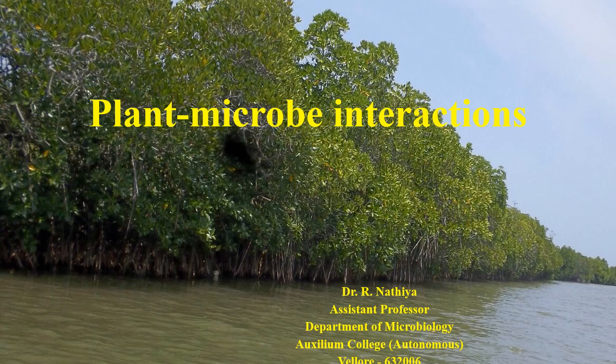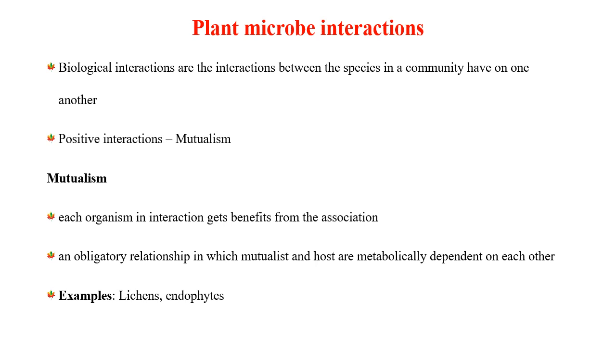Let us talk about plant microbe interactions. Plant microbe interactions are a kind of biological interactions that the species in a community have on one another. Mutualism is a positive interaction. In mutualism, each organism in the interaction benefits from the association. Mutualism is an obligatory relationship in which the mutualist, that is endophytes, and the host, that is plants, are metabolically dependent on each other. Examples are lichens and endophytes.